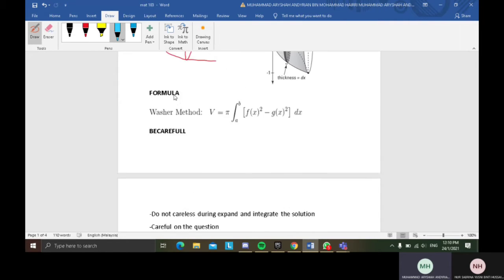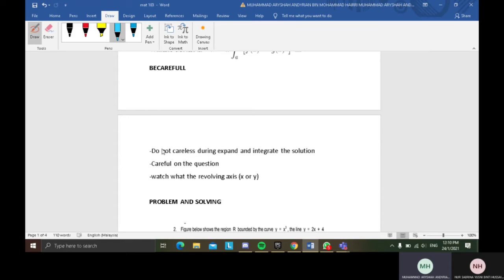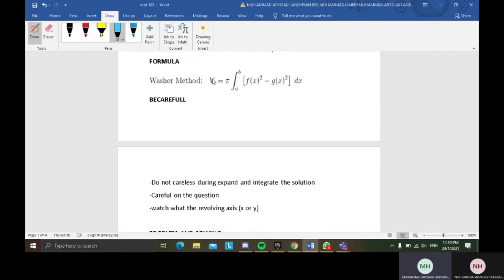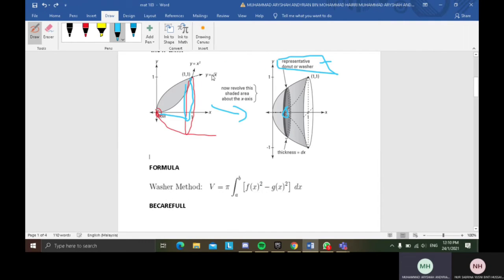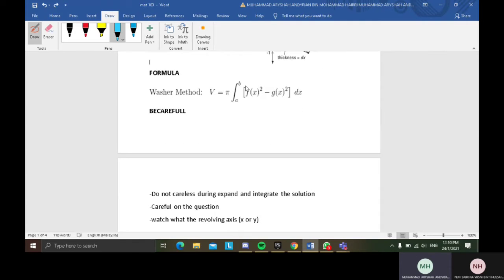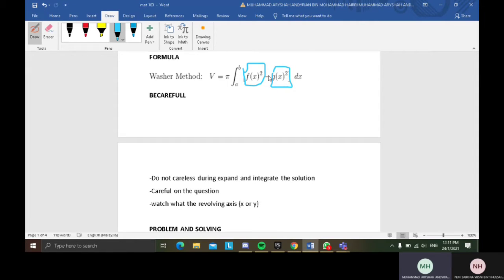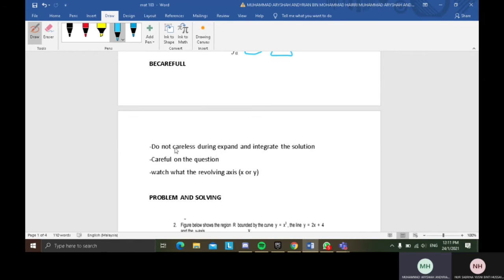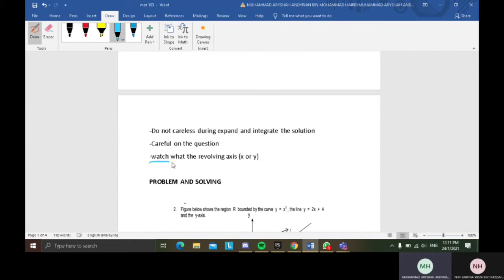When using this formula, you must be careful and not careless during the expansion. You need to expand this square for the solution. You must be careful because if you are careless, you might not get the right answer. And read the question carefully and watch the revolving axis. It can be the x-axis or the y-axis.